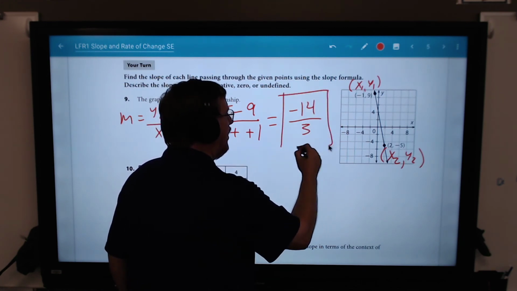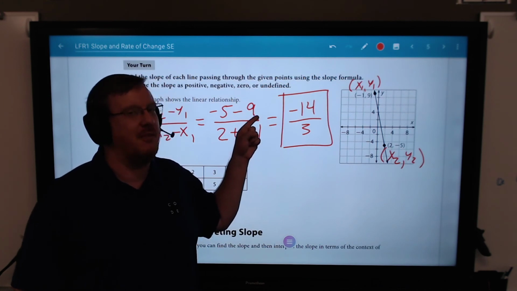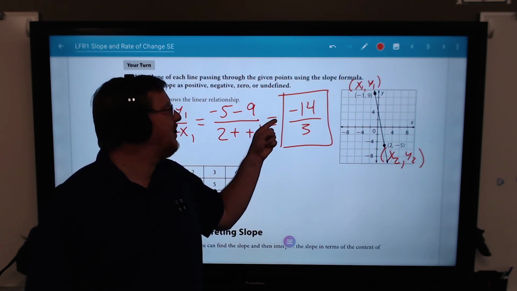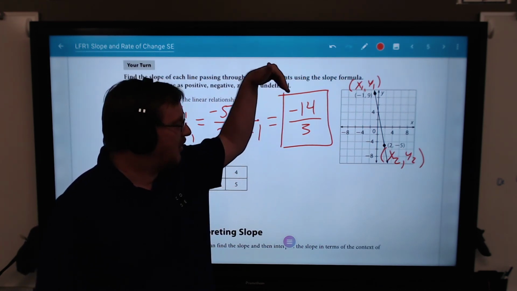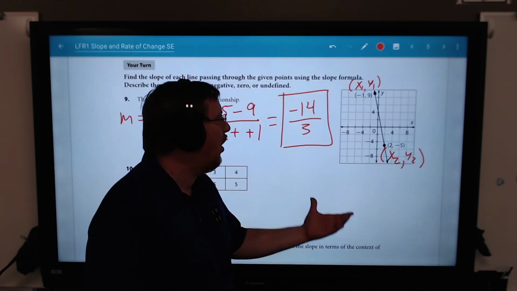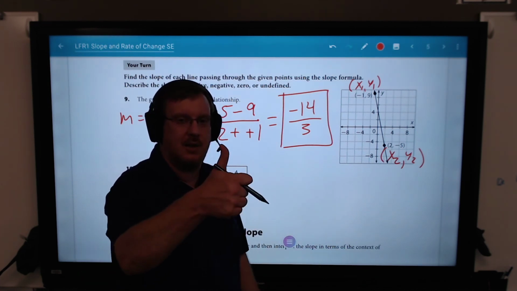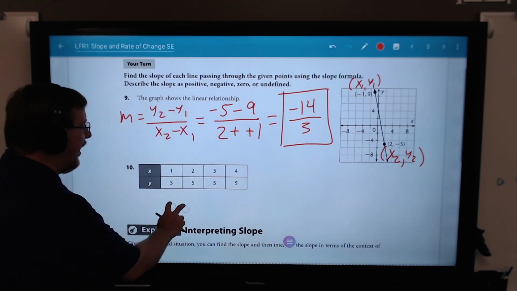Now, we're saying that this slope is negative. First of all, leave it like that. That's perfect. It's a beautiful number. We're saying that this slope is negative. Does it look negative? Is this going downhill, left to right? It sure is. So our work matches our slope. That's awesome.